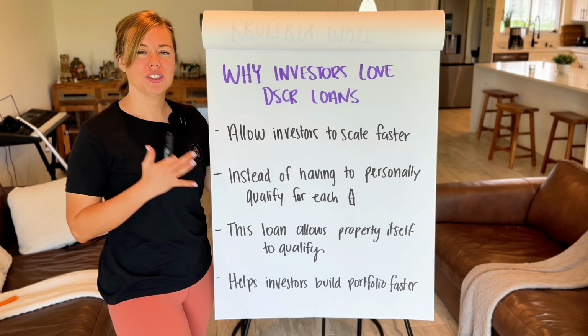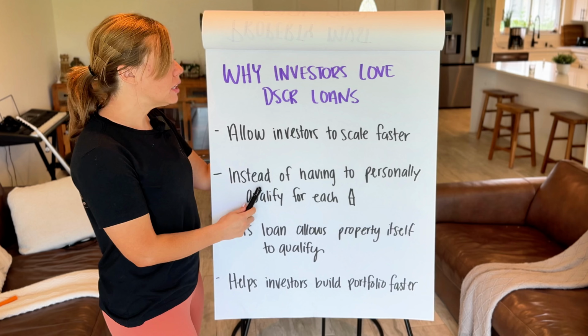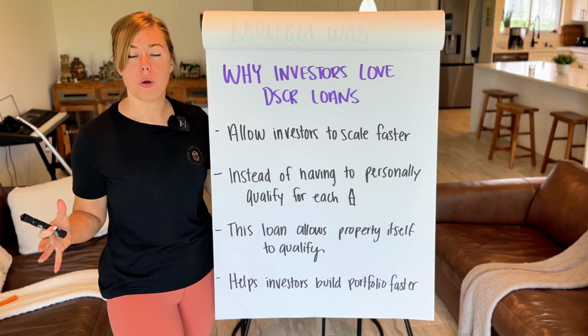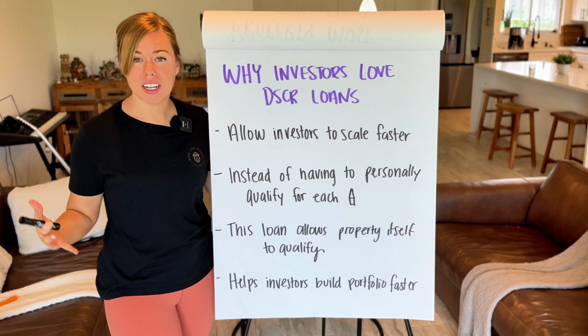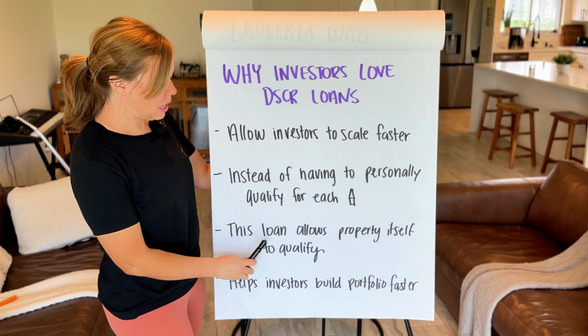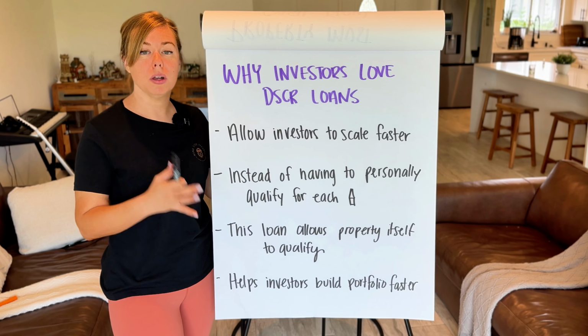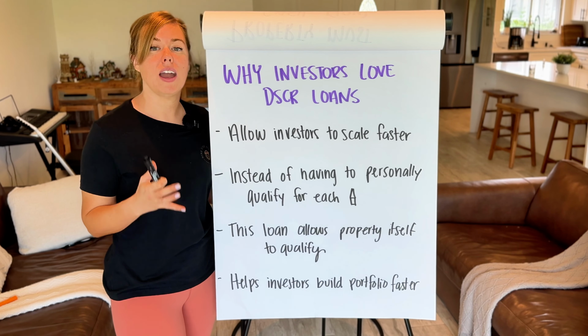And here's why investors love this type of loan, because again, it allows them to scale a lot faster because they're not having to personally qualify for the home itself. The bank is not looking at their income docs. The bank is not looking at the amount of debt that they have. The property itself has to qualify. So this allows a lot more people to build up their portfolio faster than if they had to qualify for each single loan.